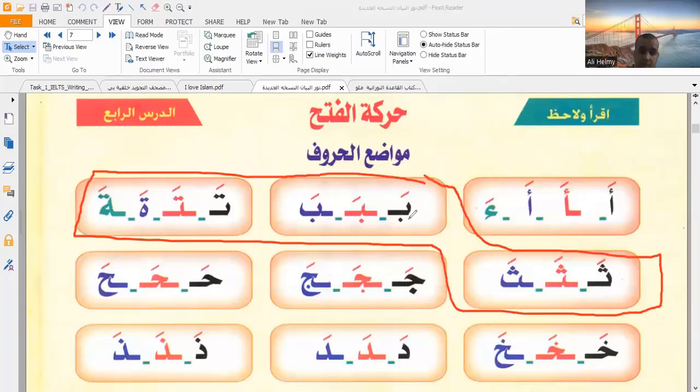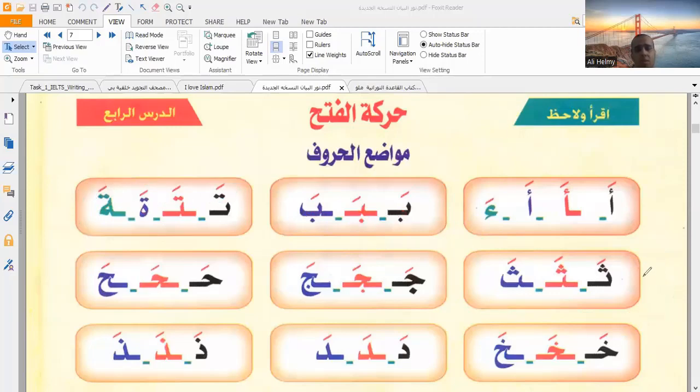How? We have ba, one line, one dot under. Ba, one line, one dot under. Ta is the same shape, but it is different in dots. For ta, it has two dots over. And the last one, tha, is the same shape, but it's different in dots as well. Tha, three dots over.